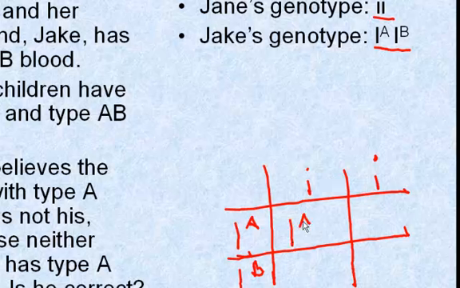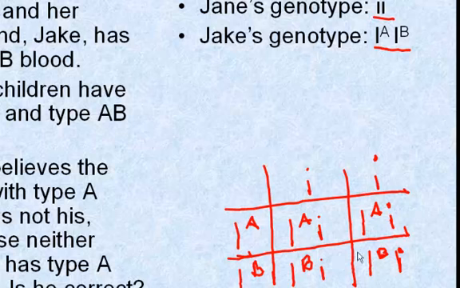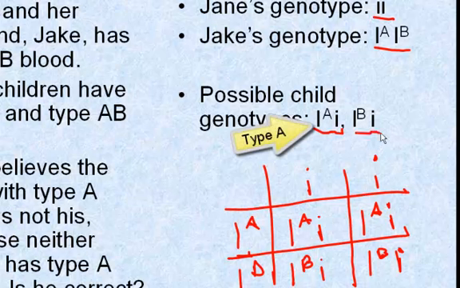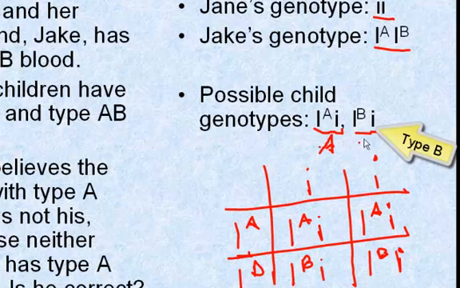So IA, little i, IA, little i, IB, little i, IB, little i. That's what you end up with. So the possible genotypes of the children are IAi and IBi. So this child could be type A, and this child could be type B.